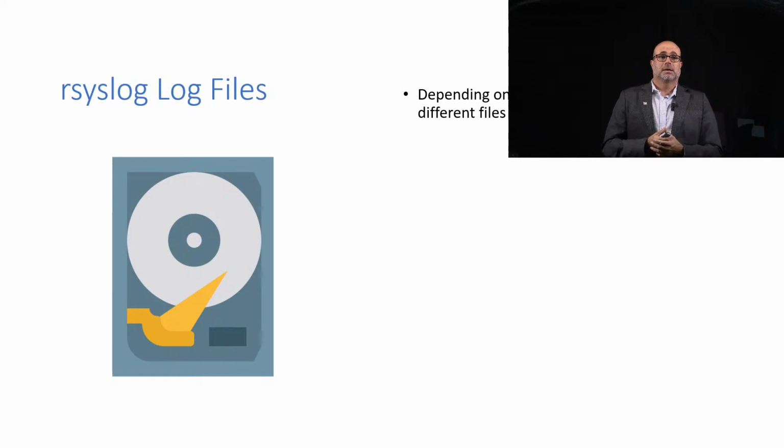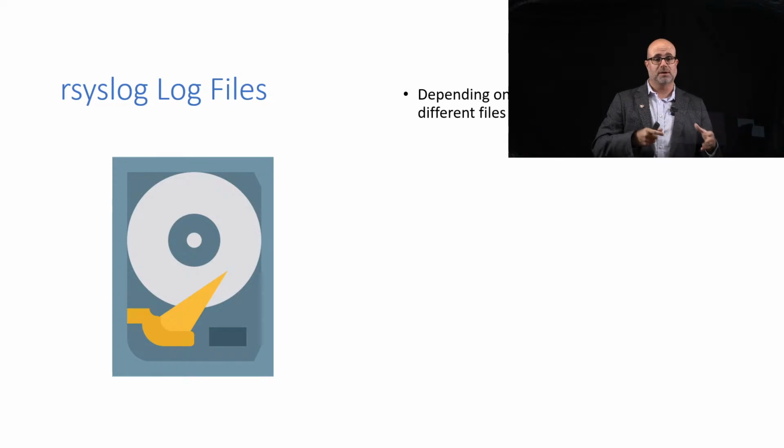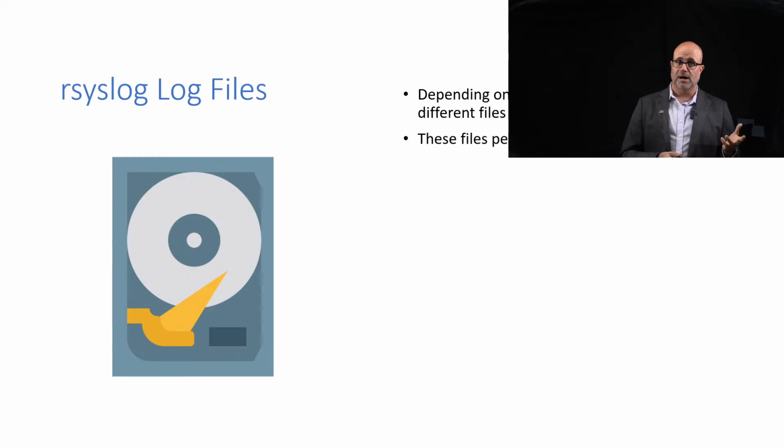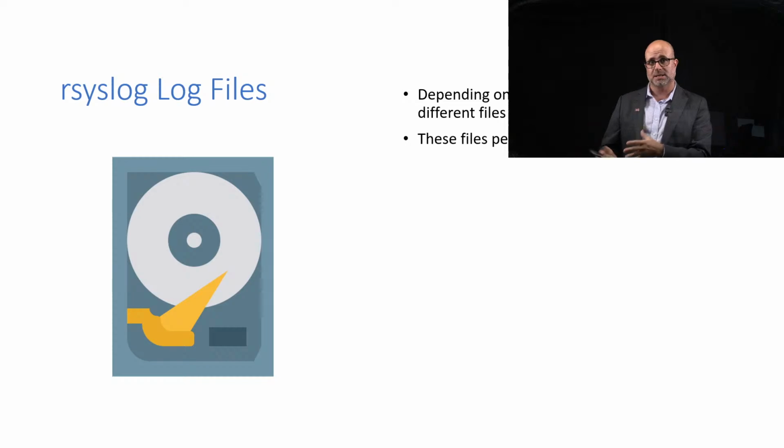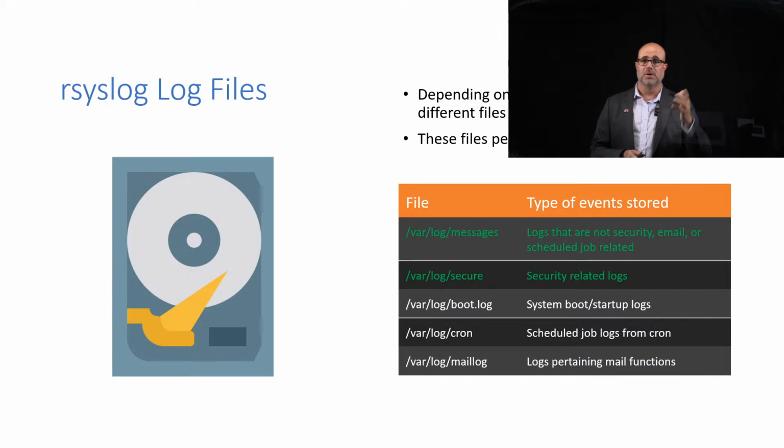Rsyslog takes stuff from the journal and writes it to the disk. Depending on the event, rsyslog will write to different files. These files are written to the disk, so they're going to persist, not like journald. With journald, you turn it off, boom, gone. With rsyslog, you turn it off, boot it back up, and those log files will still be there. Here are some examples of the files it writes on your Linux system.